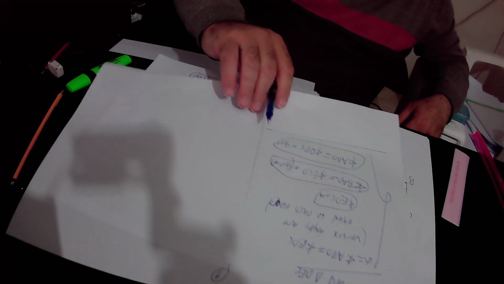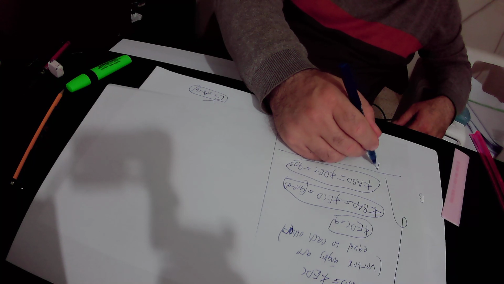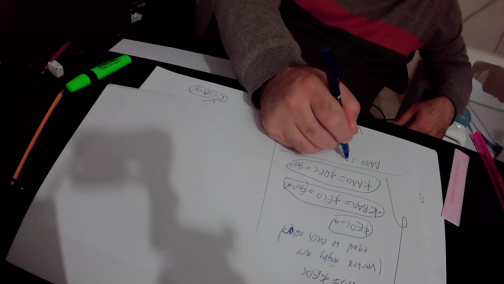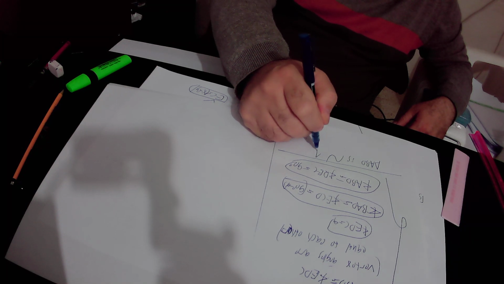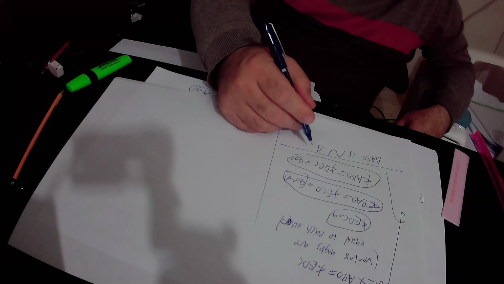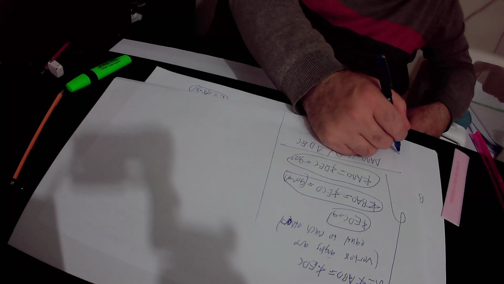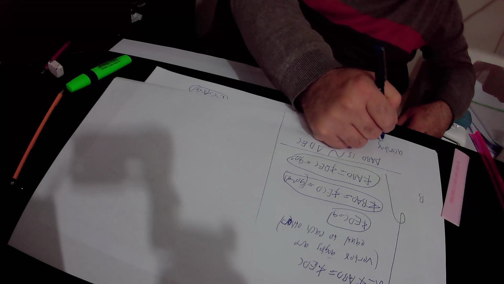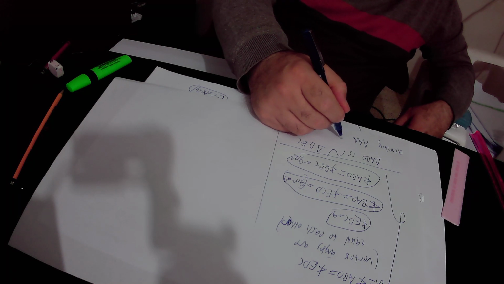I'll repeat again. We conclude that the right triangle ABD is similar, this is the sign of similar, to the right triangle DEC according to the angle similarity rule.